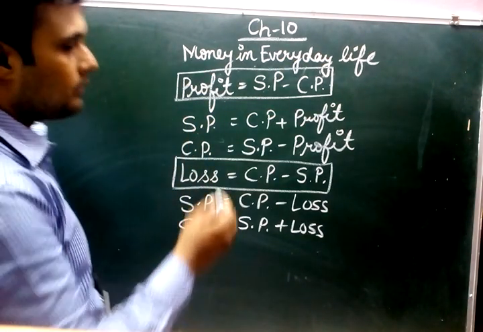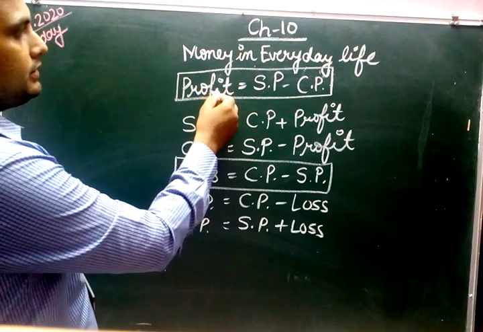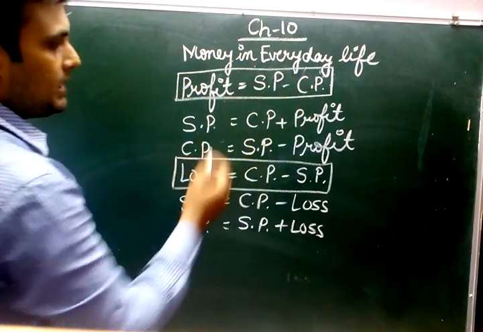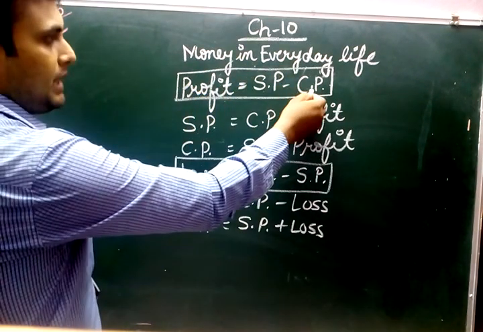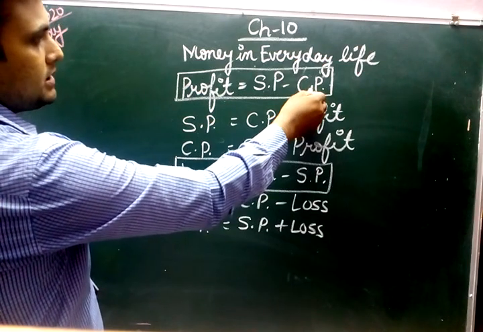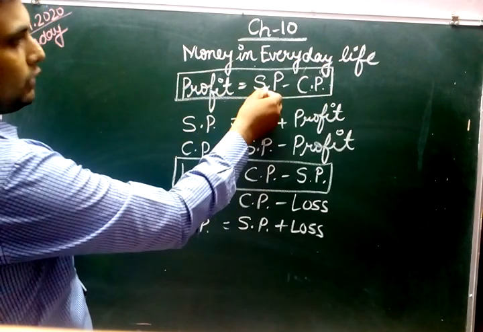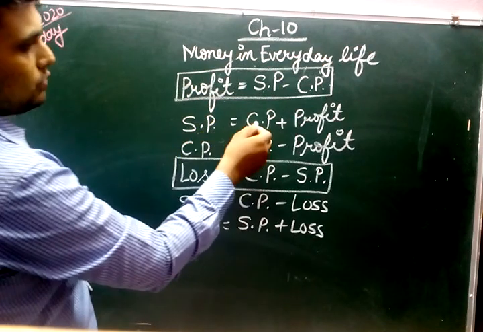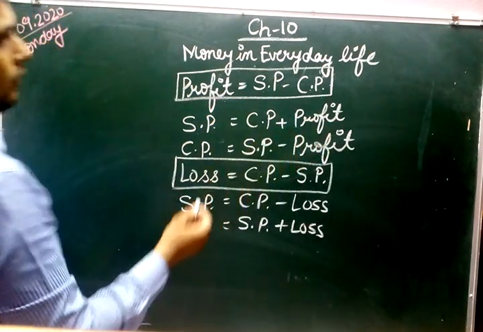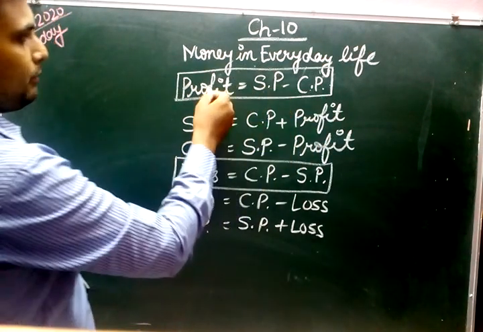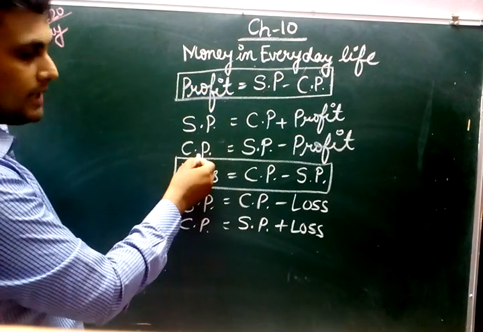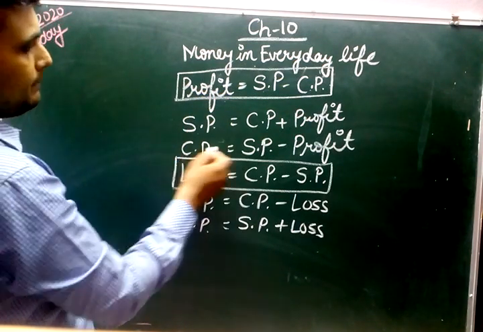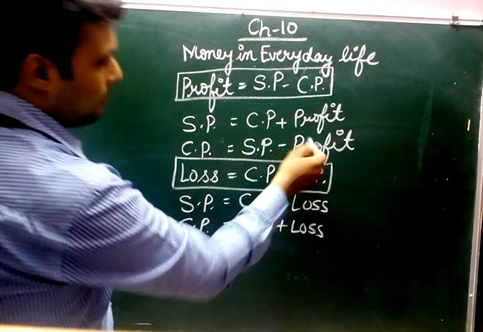Again I am revising it. Profit equals selling price minus cost price. When cost price and profit are there, we can find out the selling price. Selling price equals cost price plus profit. When selling price is there and profit is there, we can find out the cost price. What is the cost price formula? CP equals selling price minus profit.